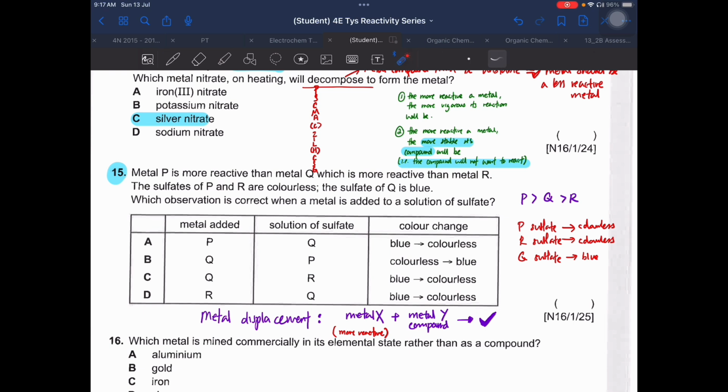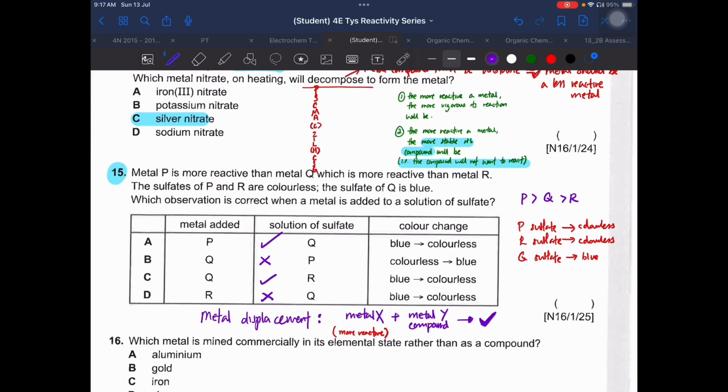So now, P in a solution of Q. So P and Q, we know that P is stronger than Q. Should there be a displacement? Yes, there will be a displacement. Whether the color is correct or not, we'll take a look at it later on. Q with P, no. Q is less reactive than P, can't do that. Q with R, yes, there can be a reaction. R with Q, no, there cannot be a reaction.